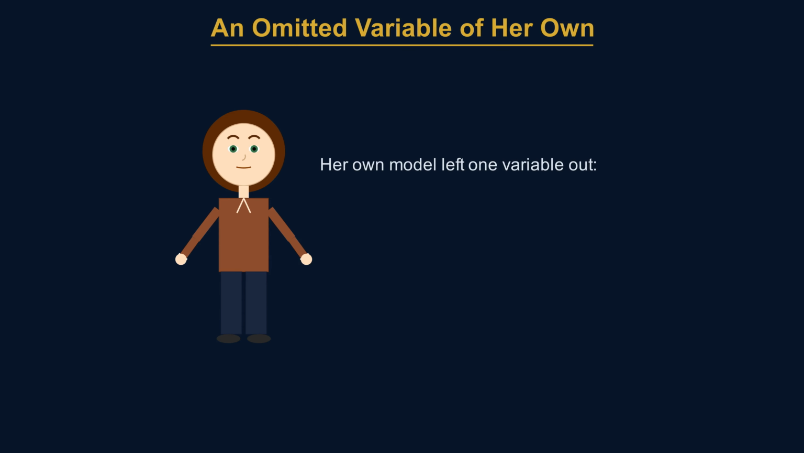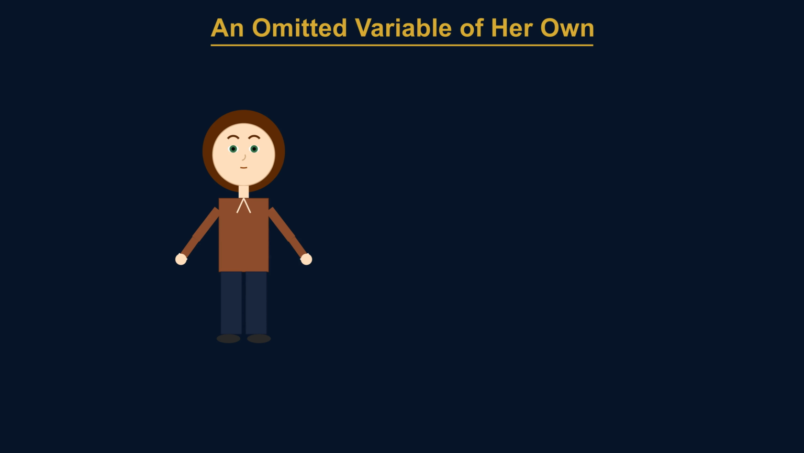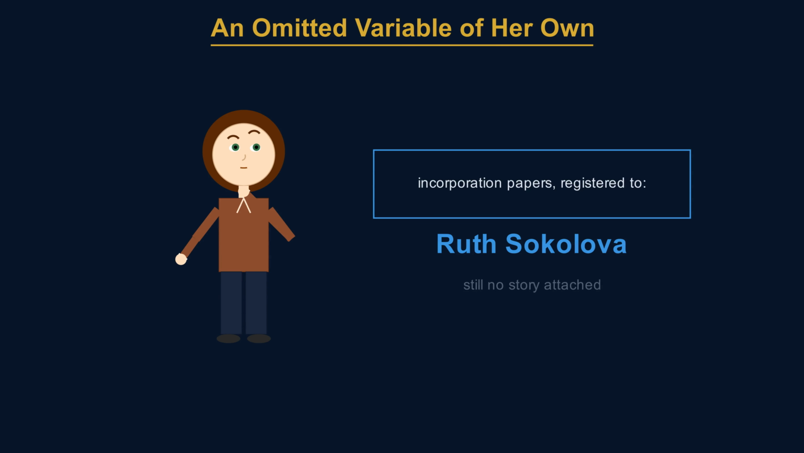The omitted variable in her mind was intent, and without it, her read of the rational quant came out biased, the same way that the fund's numbers did. Whoever was writing these letters was offering her grandfather transparency. The name on the incorporation papers, Ruth Sokolova, still sits there with no story attached, and Margot still can't reconcile the two halves of it. Why would someone who wanted Victor to see so clearly also take everything that he had?